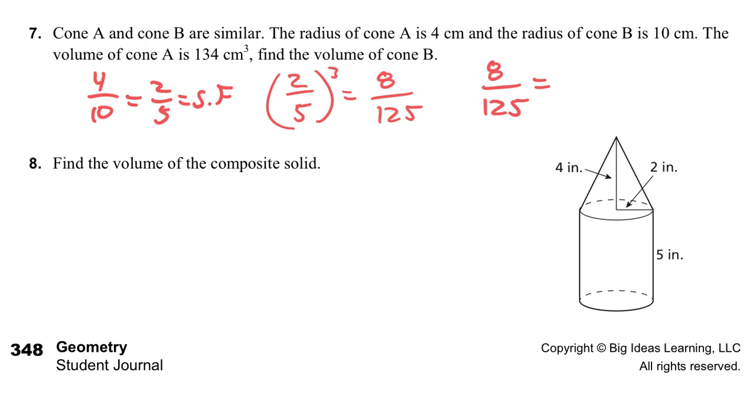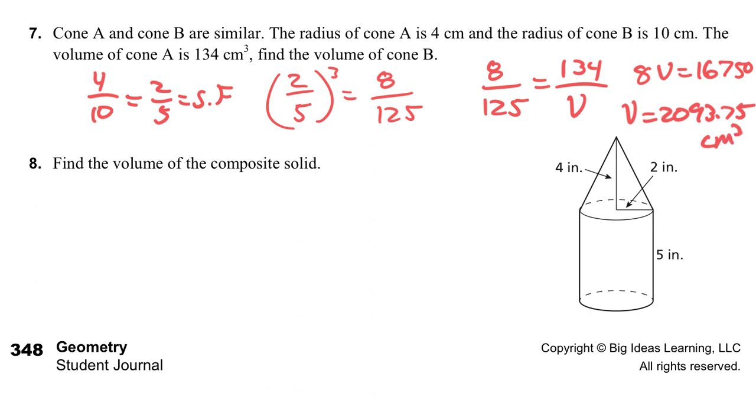So the volume of cone A is 134. Volume of cone B we don't know, so let's use V here. So if we cross multiply, what's 125 times 134? I'm going to get 8V equals 16,750. Divide both sides by 8, and you get the volume of cone B is 2,093.75 cubic centimeters.